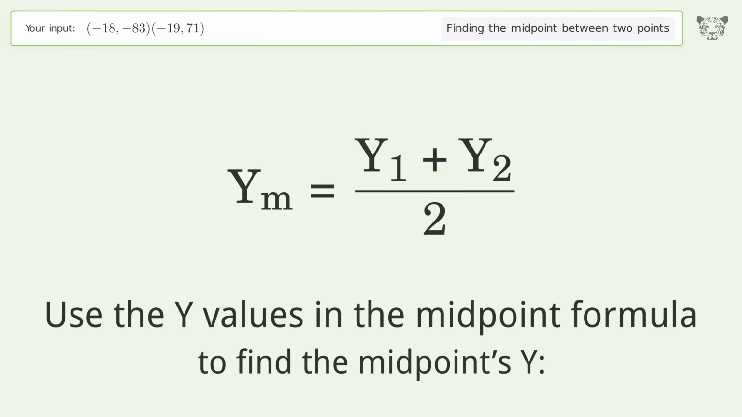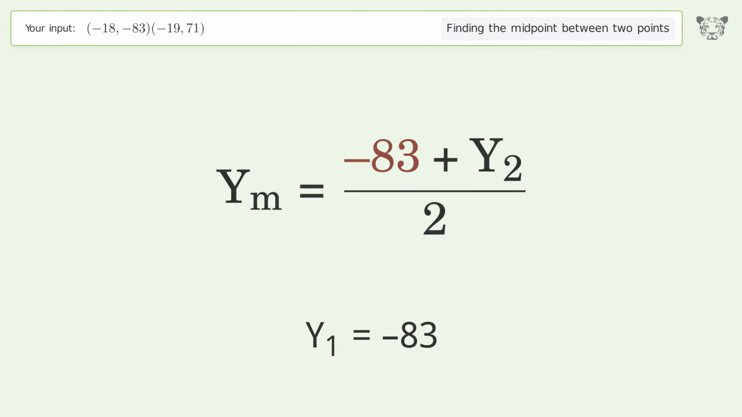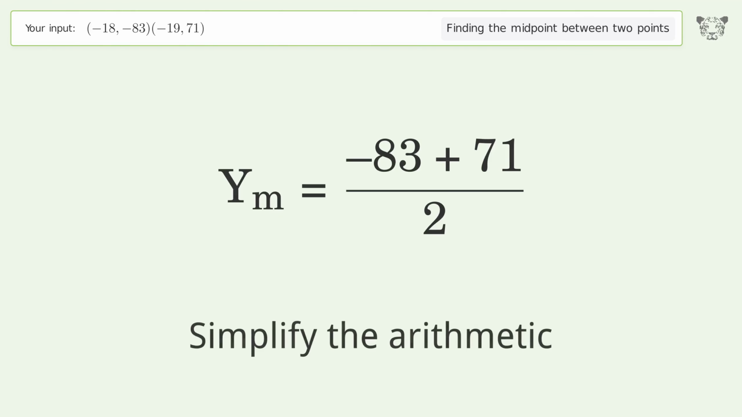Use the y values in the midpoint formula to find the midpoint's y. y1 equals negative 83. y2 equals 71. Simplify the arithmetic.